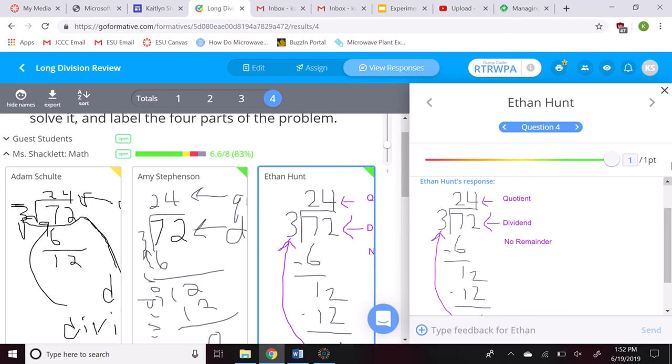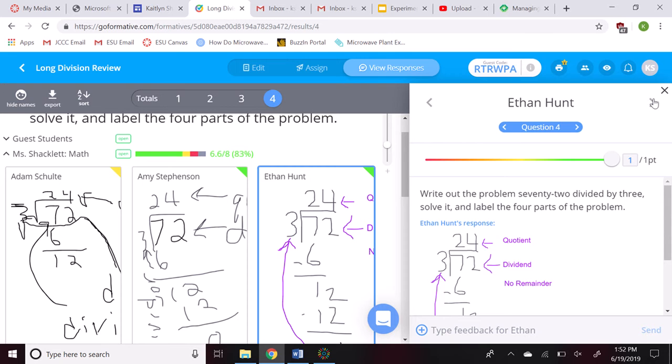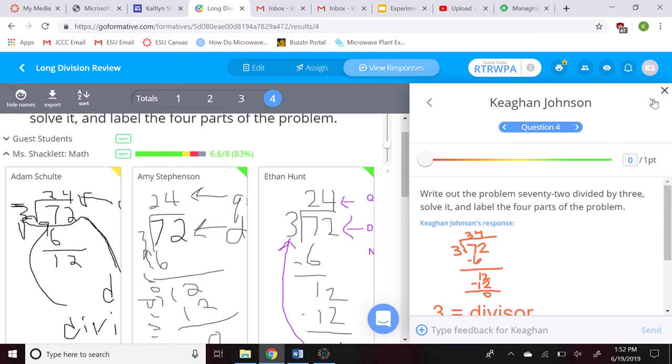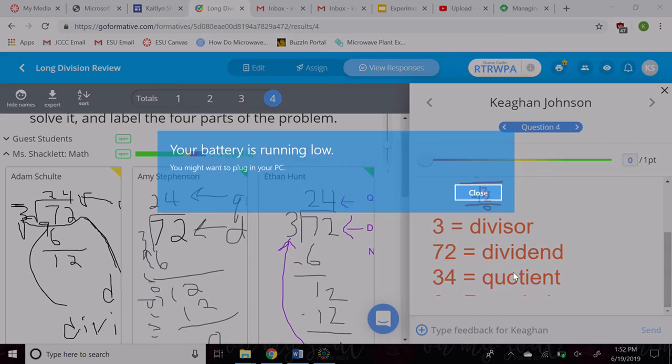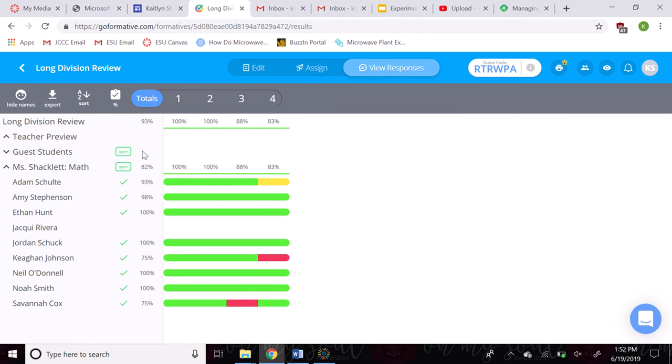Ethan, I like the color. It makes it easy for me to read. Looks good. All right. It looks like everybody got the hang of it. Keegan, 3 goes into 7 2 times, so that should be 24 quotient. But other than that, great job. Our totals, we got a 93 for the class, so that is awesome, you guys. And we're ready to move on to our next thing.